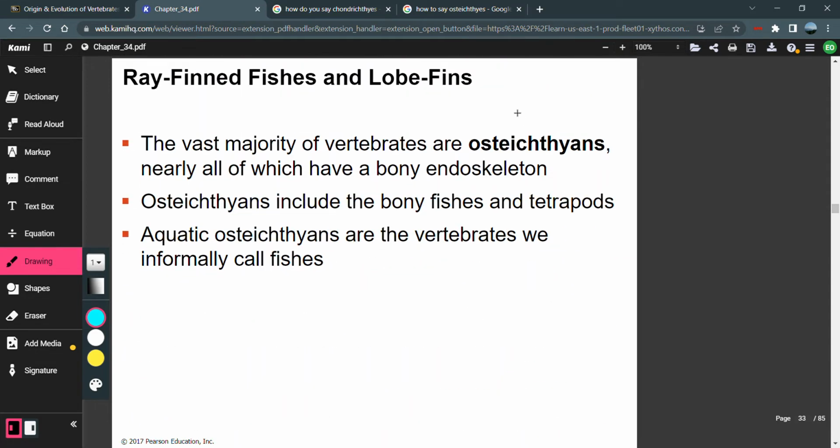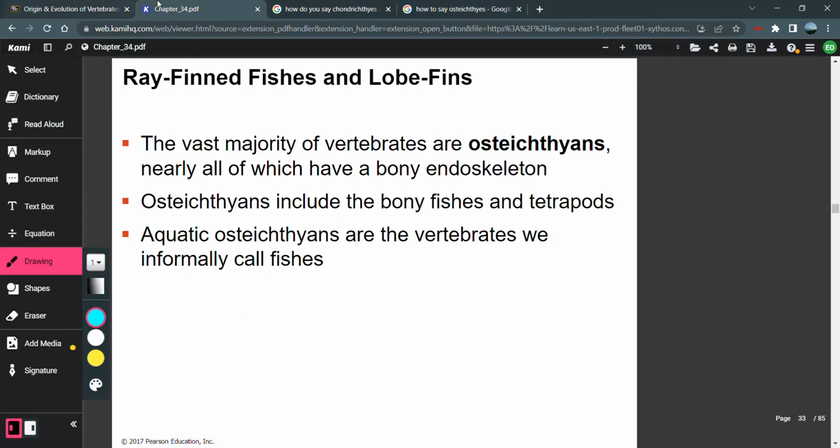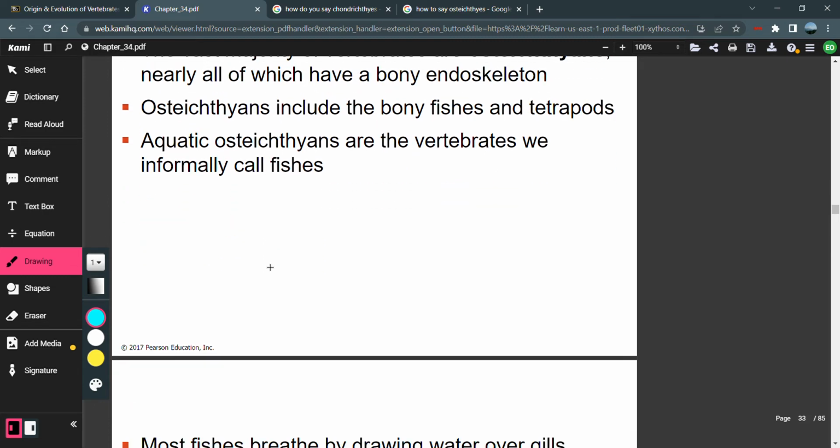Ray-finned and lobe-finned fishes. The vast majority of vertebrates are osteichthyes, which have a bony skeleton. Osteichthyes include bony fishes and tetrapods. We are tetrapods, I believe. We have fingers. Aquatic osteichthyes are vertebrates we normally call fishes.